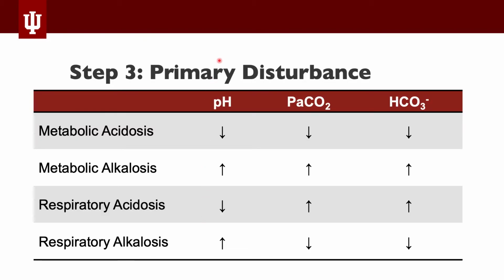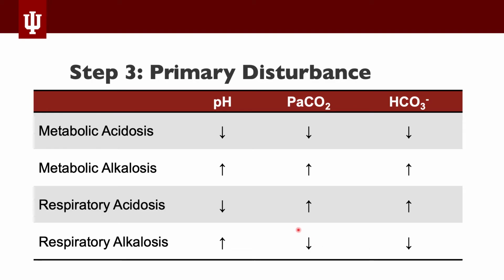Next, primary disturbance. So basically, you look at the pH, which we've already done, to decide if it's acidosis or alkalosis. Of course, acidosis, the pH will always be low. Alkalosis, the pH will always be high. If you remember from our first talk, we're going to start with respiratory. A respiratory acidosis, the primary problem is that you're not blowing off CO2. So the CO2 is high and the pH is low. So if we've identified those two things, we have figured out that this is a respiratory acidosis.